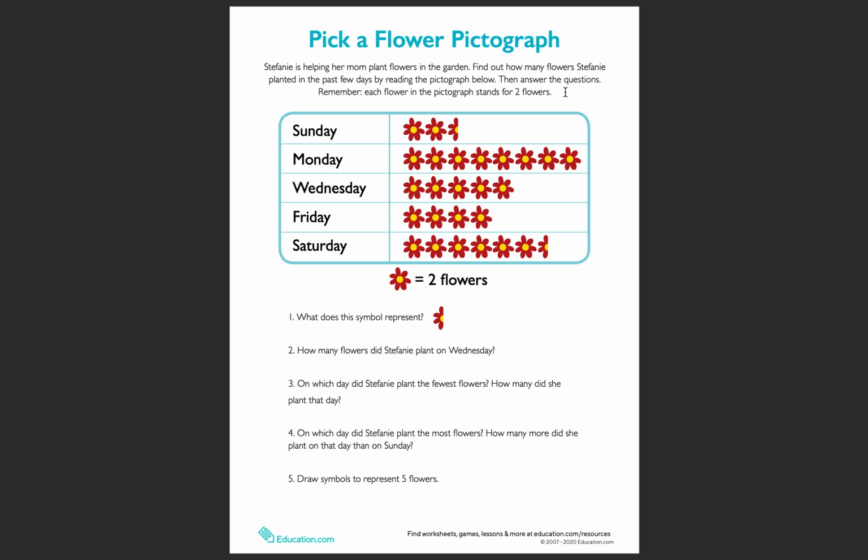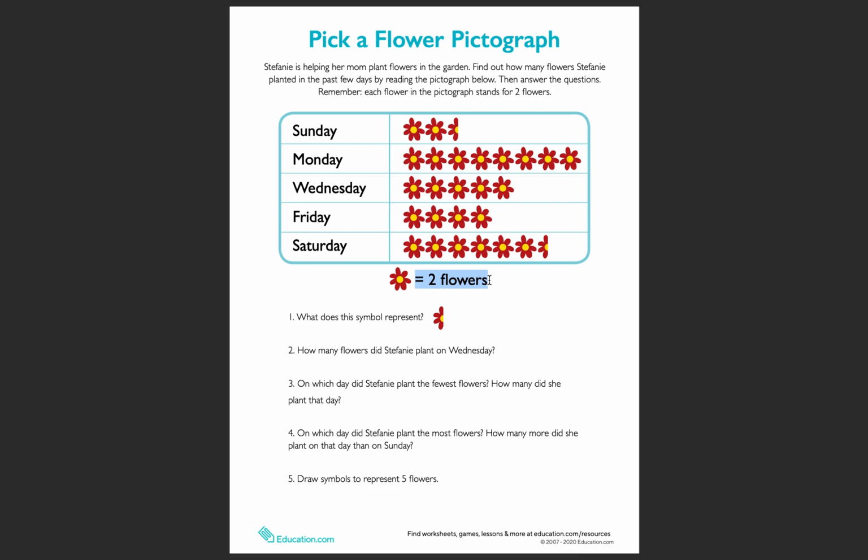Sometimes pictographs will have one symbol mean 1, one symbol means 2. It can mean any number, so you always have to remember to look at the key. So it says 1 flower is 2 flowers. So we need to skip count by 2s when we're counting. So let's practice that really quick.